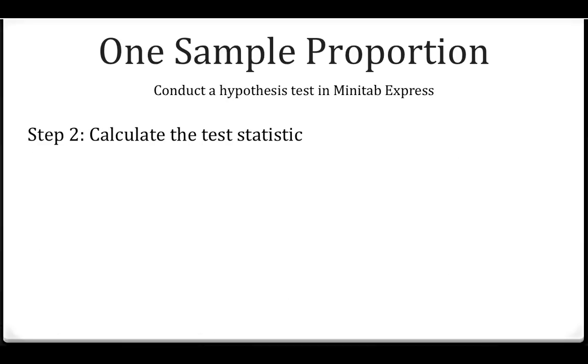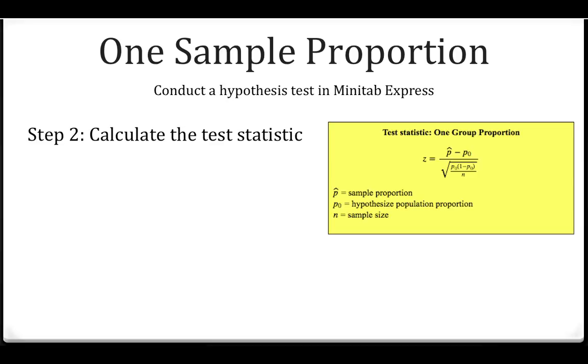Step 2, calculate the test statistic. Here's our formula for the z-test statistic. p hat is our observed sample proportion. In our sample, 26 out of 45 identified as women, giving us a sample proportion of 0.578. p sub 0 then will be the value from the null hypothesis. Here, p sub 0 equals 0.50. n is our sample size of 45.